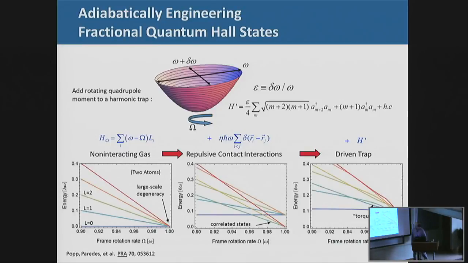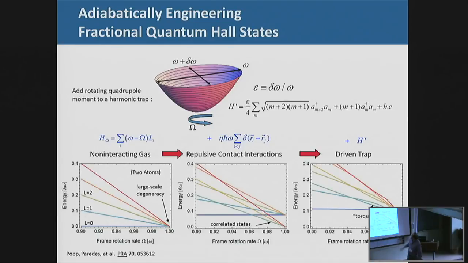But what we want to do is fractional quantum Hall physics. So how are we going to do that? It's helpful to look at how the spectrum of energy levels for a few body system works for this case. If you think about what happens in a non-interacting gas in the lowest Landau level as a function of the frame rotation rate, here I put it in units of the trap vibration frequency. What you can see is that as you get to the centrifugal limit, you have a macroscopic degeneracy, and this is the kind of thing that we want to exploit.